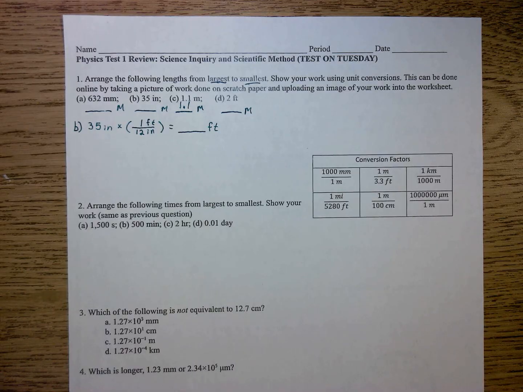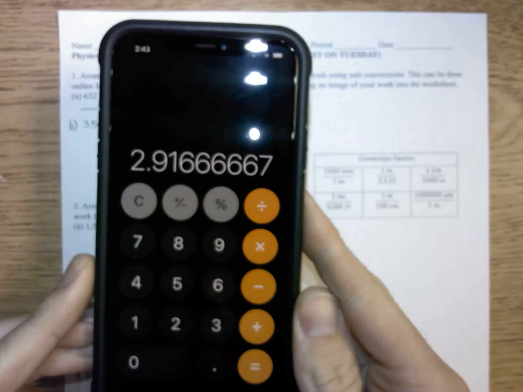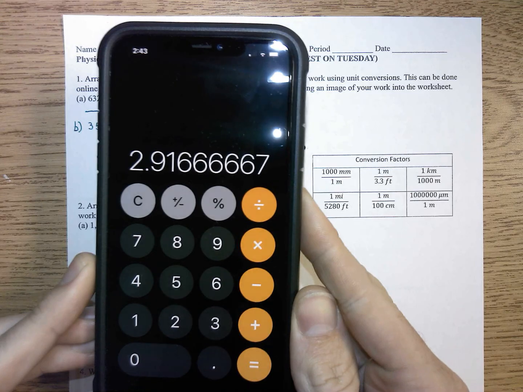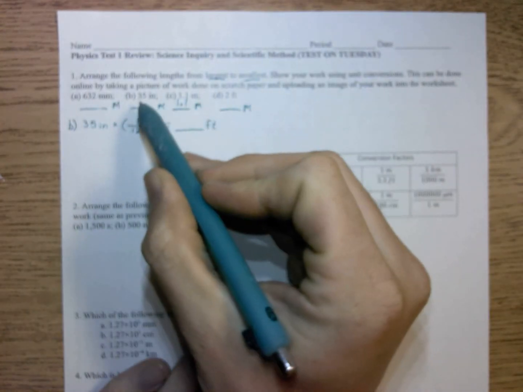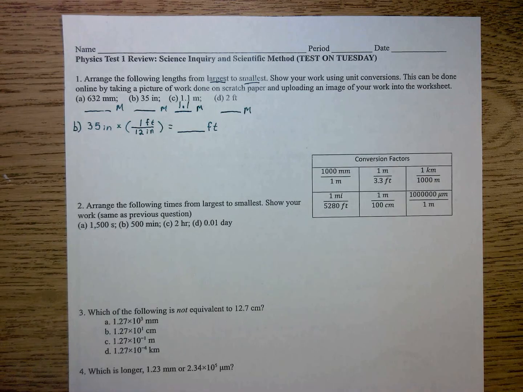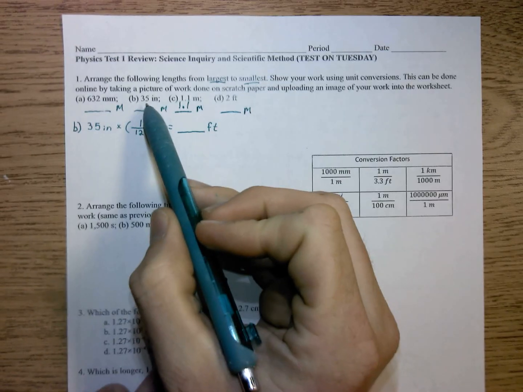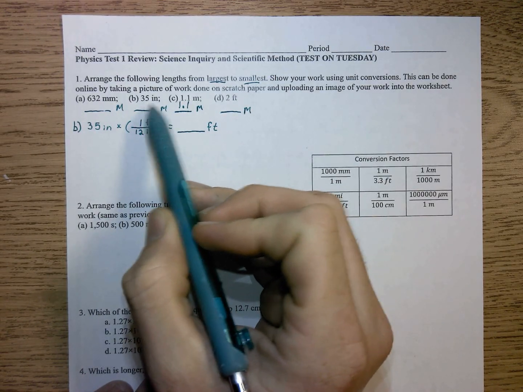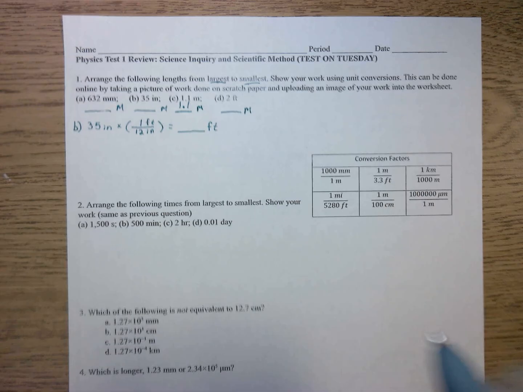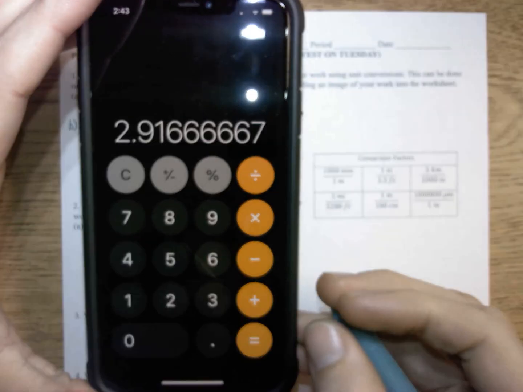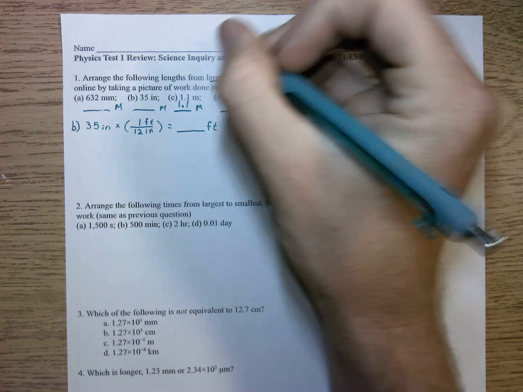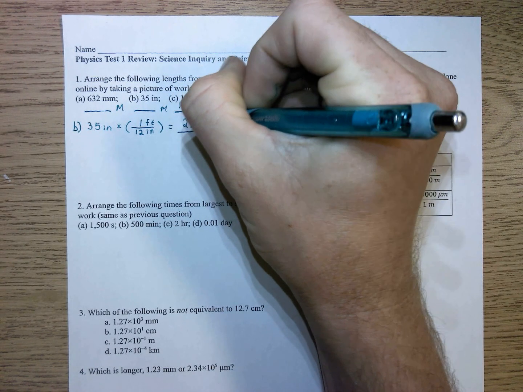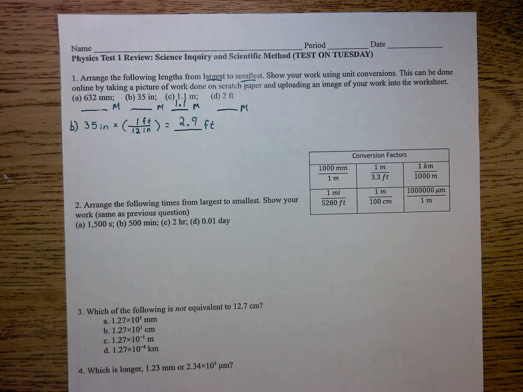Okay, I've typed it into the calculator on my phone here, and we get 2.9166667, right? But we're going to notice that we're only given 2 sig figs. Oh man, you're not focused anymore. Okay, we're only given 2 sig figs, 35. That's 2 significant figures, which means I'm just going to convert this long, big string of numbers into 2 significant digits, which is 2.9 feet.